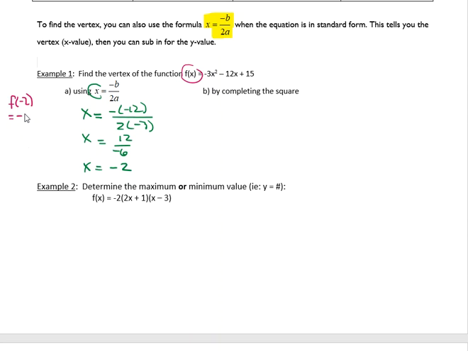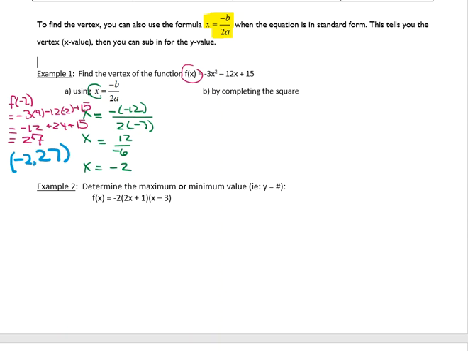F at negative 2 is going to be negative 3 times 4, that's 2 squared, minus 12 times negative 2 plus 15. So that is negative 3 times 4 is negative 12, and then this is a plus 24 and a plus 15. So add that all up, and we get 27. So we've got a vertex here. My vertex is negative 2, 27.